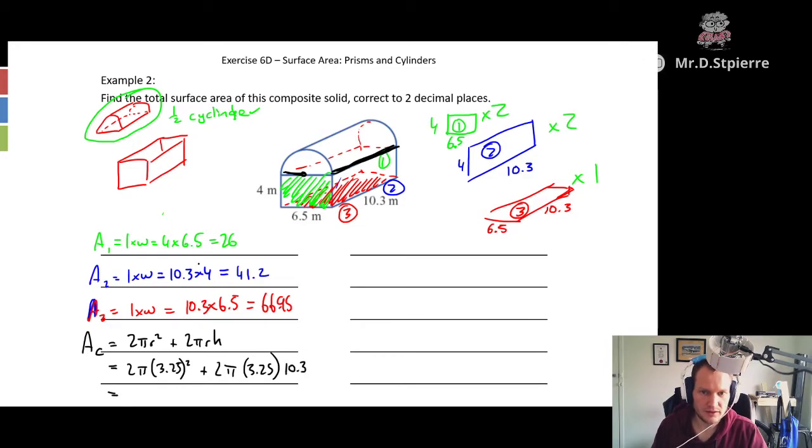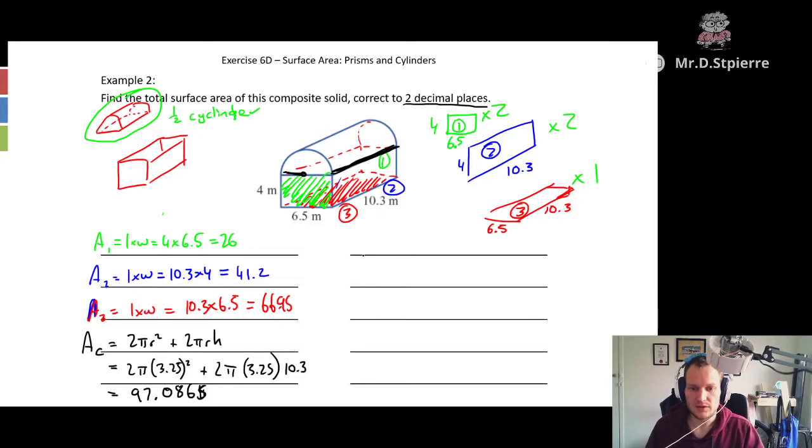Now because we're doing the 2 decimal places, we can just stick that in our calculator. 2 pi 3.25 squared plus 2 pi 3.25 times 10.3 gives me 97.08. We'll keep that for now.